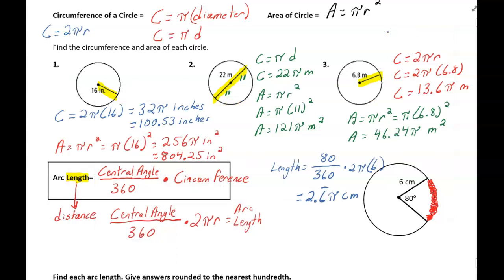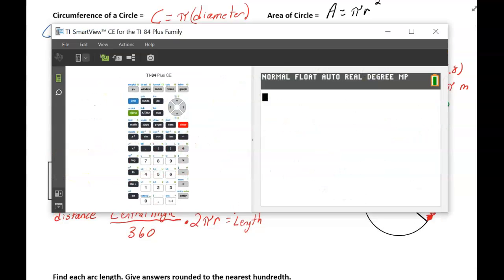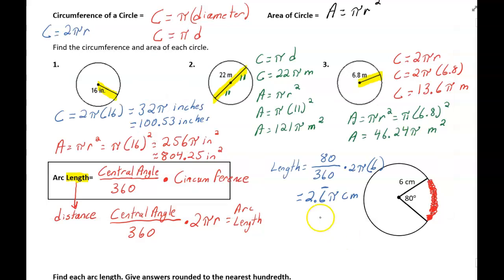Let me show you how to do that on your calculator. So you would say 80 divided by 360 times 2 times 6. I'm not going to type in the pi, and that's where I got the 2.6 repeating. So it's 2.6 repeating pi centimeters.